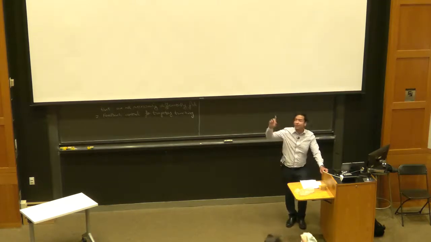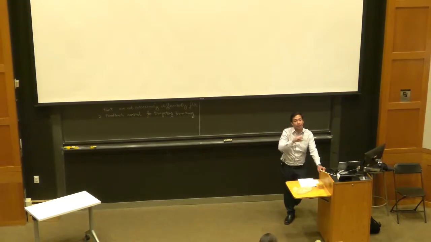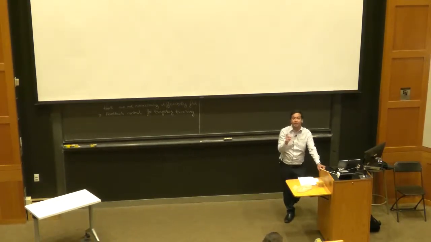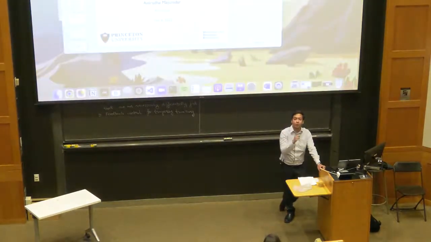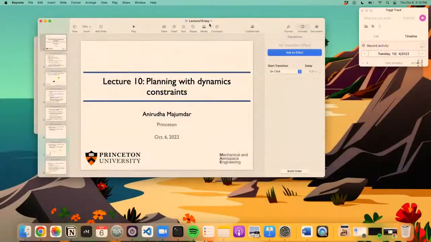Let me just repeat the question in case you couldn't hear it at the back. The question is, do we assume that we can instantaneously change our control inputs, or do we assume that there might be some lag in how quickly you can change your control inputs? So here we're assuming that you can instantaneously choose control inputs at any time. So you can switch between one control input and another instantaneously.